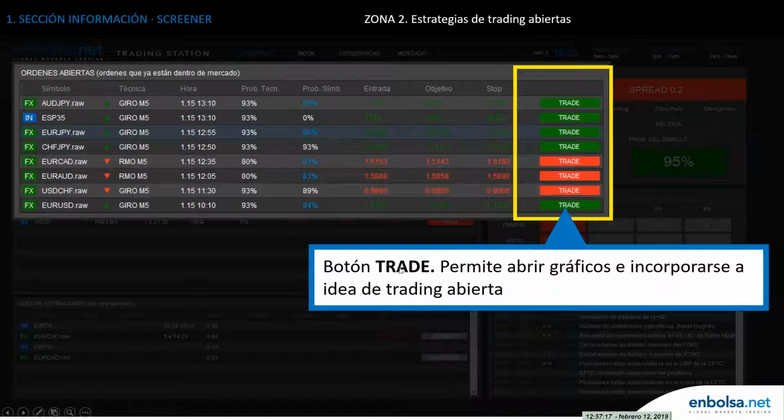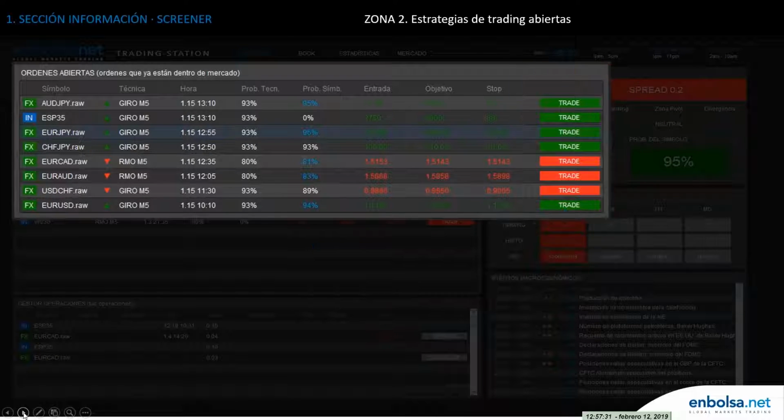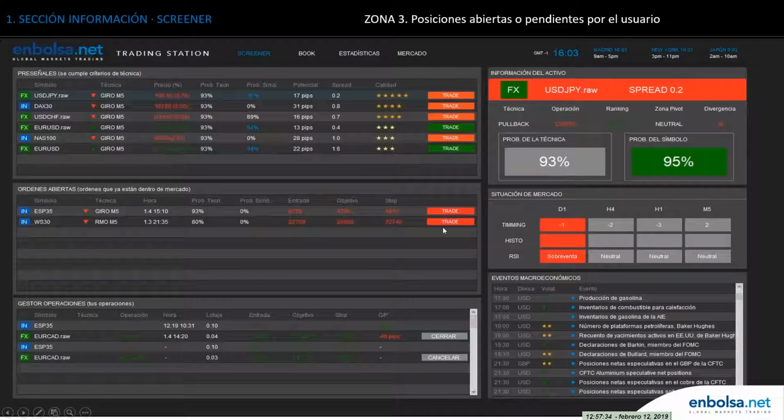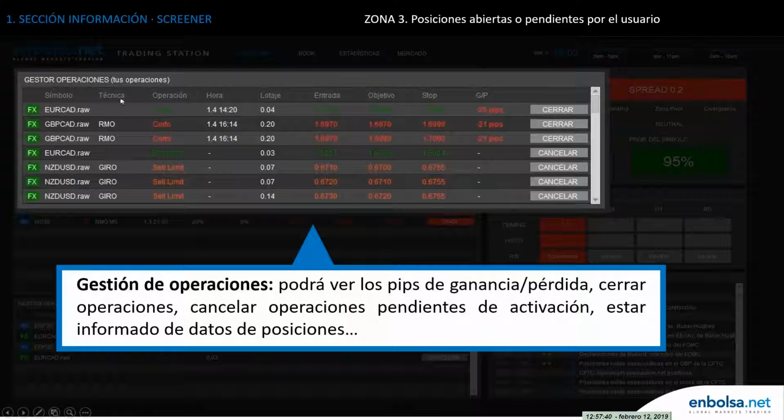Lastly, clicking on the trade button will allow us to open the charts and incorporate them to the trading idea, as long as, as we said before, you had accepted the legal pop-up where all the legal clauses are explained in order to be able to carry out the trade. Therefore, all the information relevant to the open orders will be at our disposal.